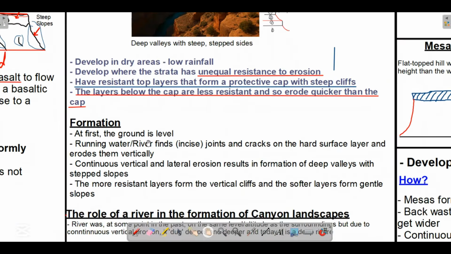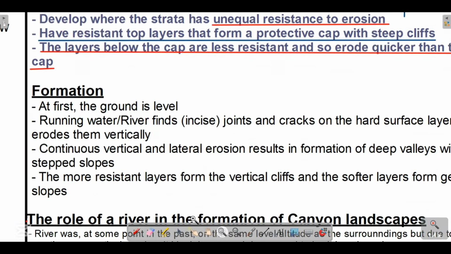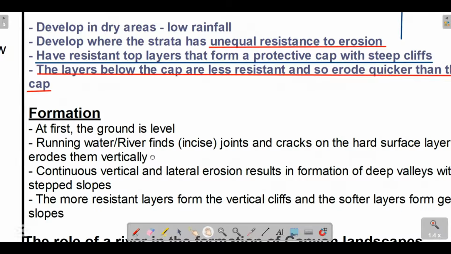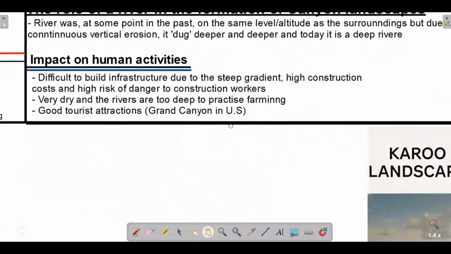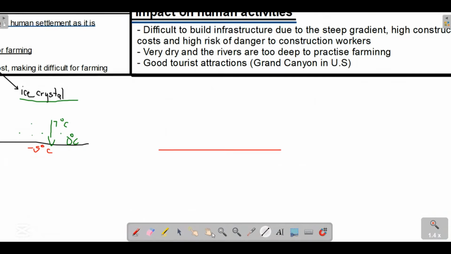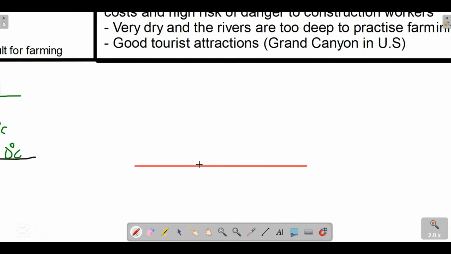Now, how do these form? How do canyons form? The role of a river here is instrumental, absolutely important. Now, we start off with the ground was level. So at first you have quite a level ground, and then you have a river or running water.